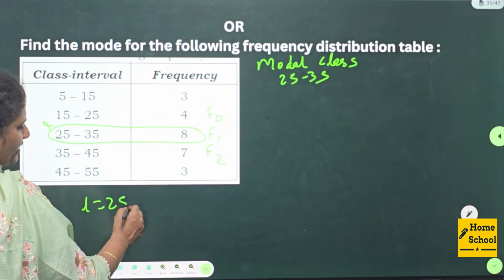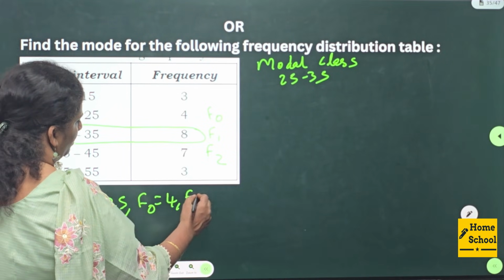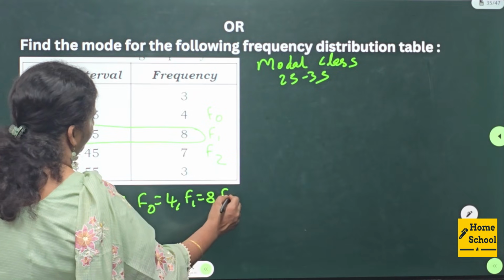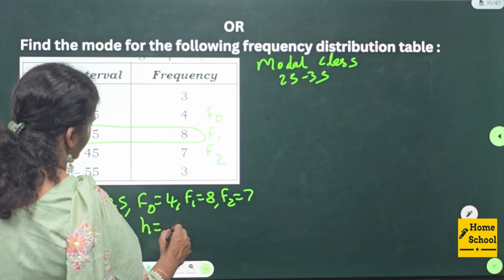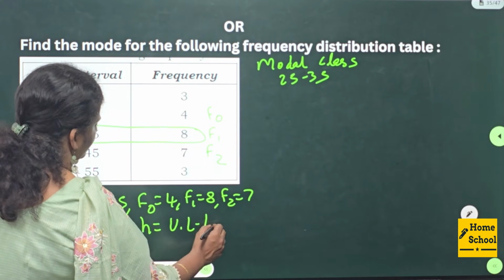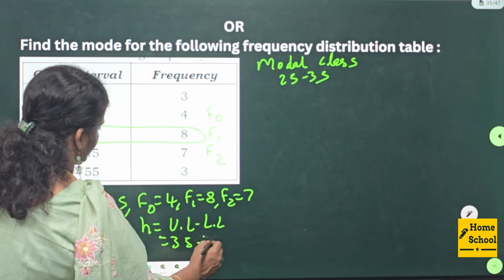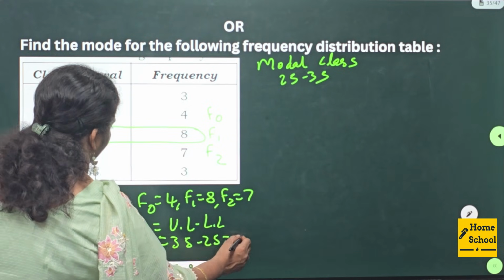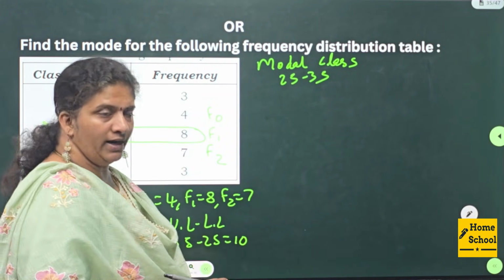L is equal to 25. F0 is 4, F1 equal to 8, F2 equal to 7, H is equal to class size, upper limit minus lower limit, that is 35 minus 25 will be 10. Substitute all this in the mode formula.